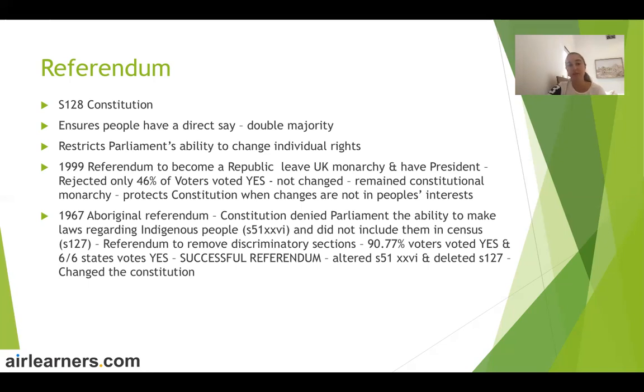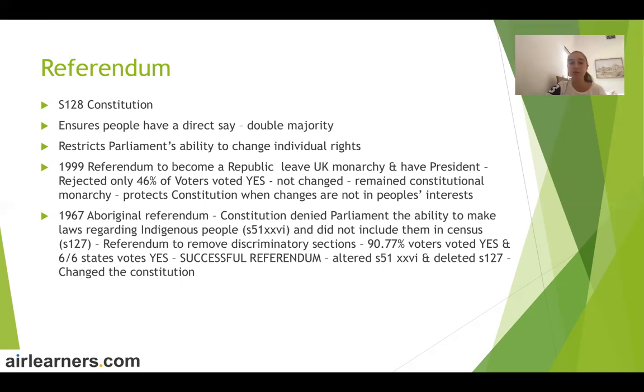So here are two examples of referendums. The first referendum, the 1999 referendum, shows how referendums protect our Constitution. So in 1999, there was a referendum which posed the question of whether Australia should become a republic and leave the constitutional monarchy of the UK and instead become completely independent and have a president instead of a prime minister.